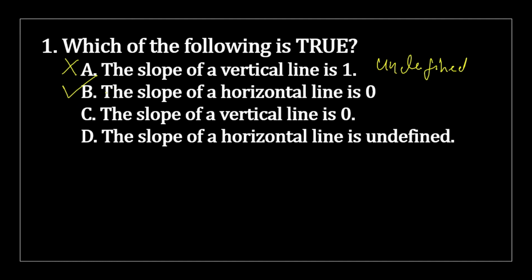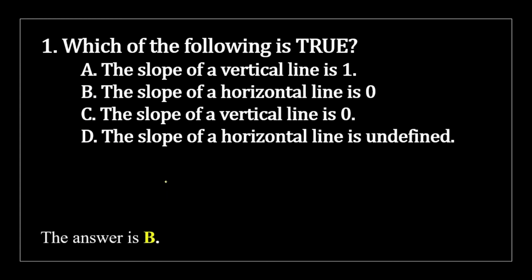The slope of a vertical line is 0. So this is again incorrect. It is not 0, it is not 1, it is undefined. The slope of a horizontal line is undefined. So this is incorrect because all horizontal lines have a slope of 0. So the answer is letter B.